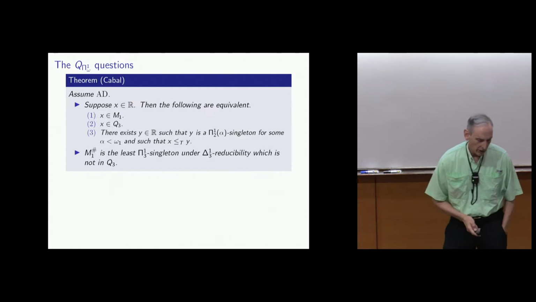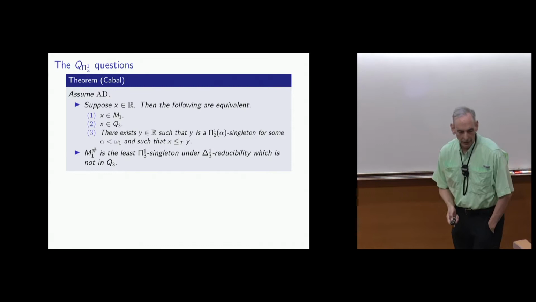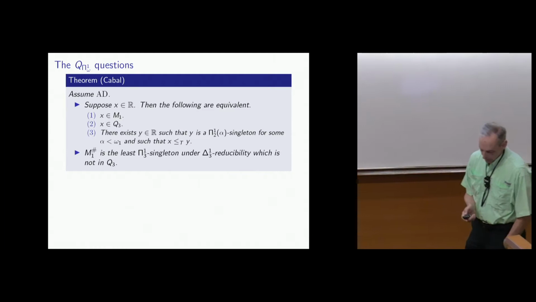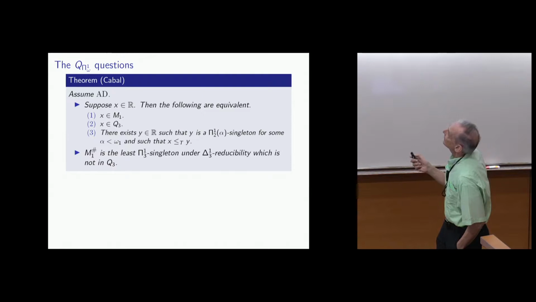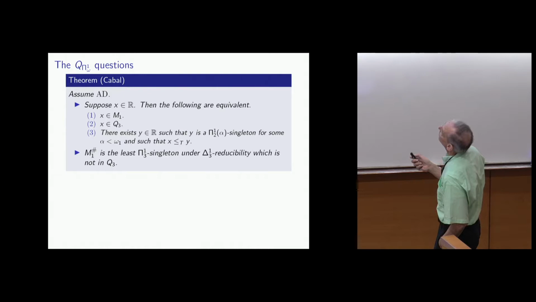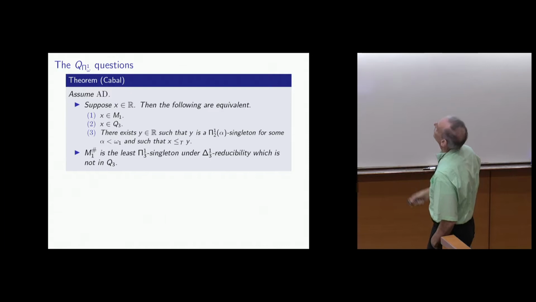Okay, but let's move up to the third level. Things are a little cleaner there. So if you put together all the theorems of the Cabal and you assume AD, first, if you have a real, then the following are equivalent. It's in M1, it's in Q3, and it's recursive in a pi 1 2 alpha singleton for some countable ordinal. And then M1 sharp is at least pi 1 3 singleton under delta 1 3 reducibility, which is not in Q3. So those are the theorems I already talked about.